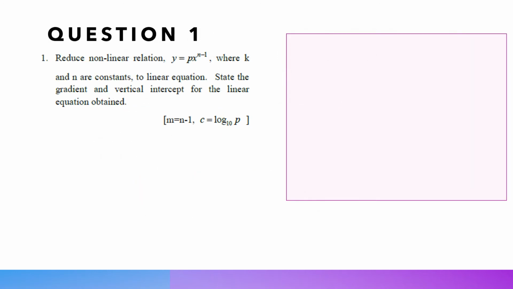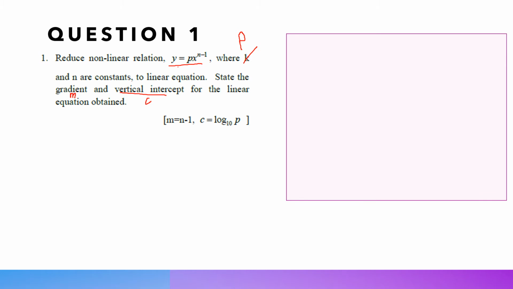Now you read this question. Reduce the non-linear relation. This is the equation where K and N are constants. This should be P. P and N are constants. Reduce the non-linear equation to a linear equation. State the gradient. Gradient means the question wants you to give the M, and the vertical intercept means the C, the Y intercept.